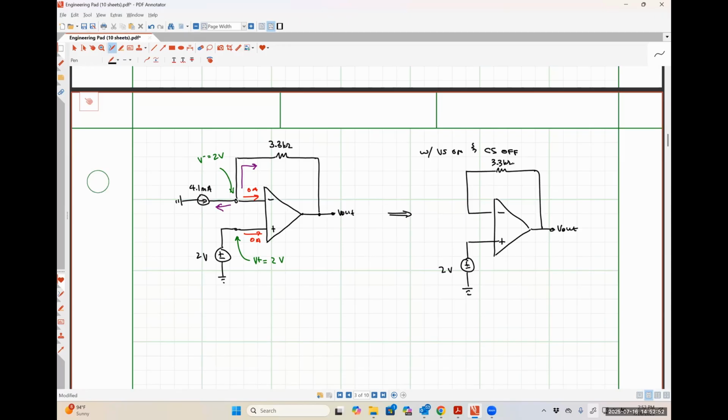I'm not going to write down all of the steps again. We're just going to do a quick and dirty analysis. So I know that this current is 0. I know that this current is 0. I know that this voltage is 2 volts, which means I know that this voltage is 2 volts.